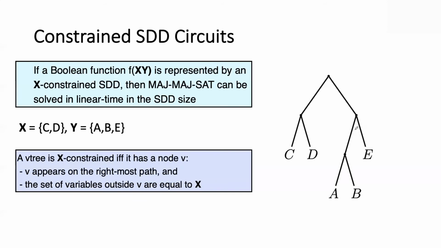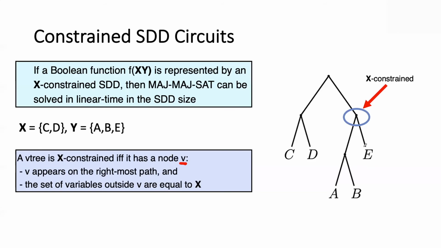That means it must have a special node V that appears on the rightmost path, this rightmost path here, and the set of variables outside it are exactly X. So actually, this one does have that. Here's the node. Look at this node. It is on the rightmost path. And if you look at the variables outside this node, they're C, D, which is my X, which means basically the variables under it are the Y variables, A, B, E.